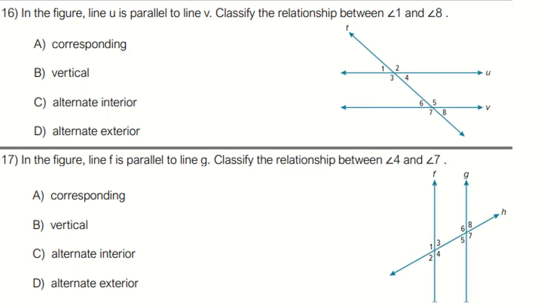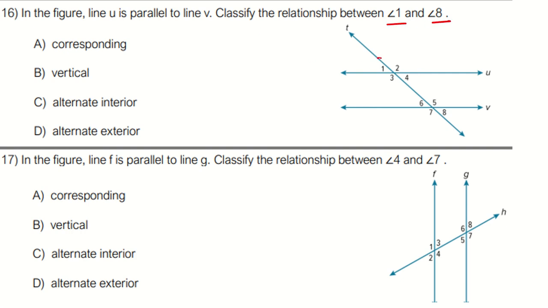Okay, next, now it is something interesting for you. In the given figure, line U is parallel to line V. These two are the parallel lines. Classify the relationship between 1 and 8. Students, I made another video for all these things in detail, meaning what is a parallel line, what is a transversal line, what is a corresponding angle, vertical angle, alternate, everything.